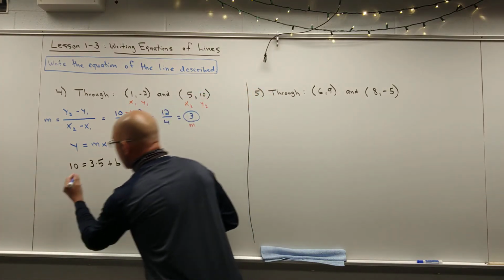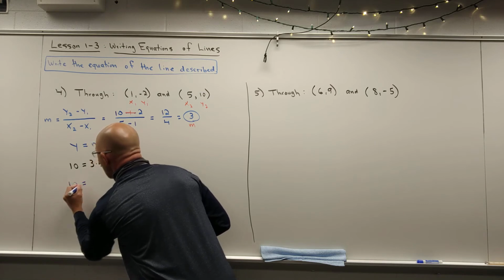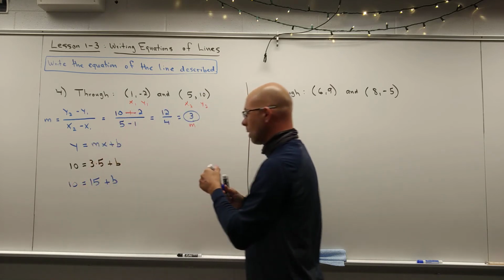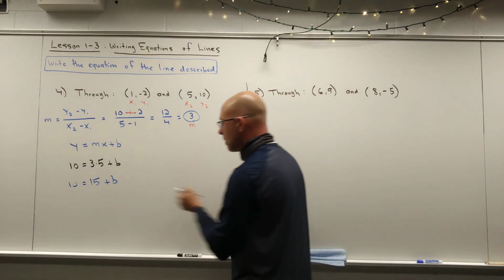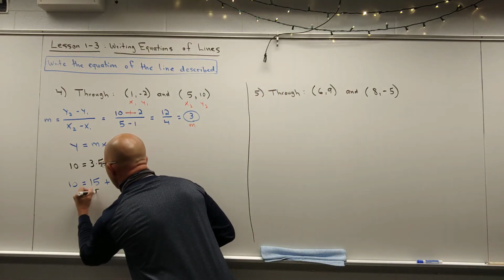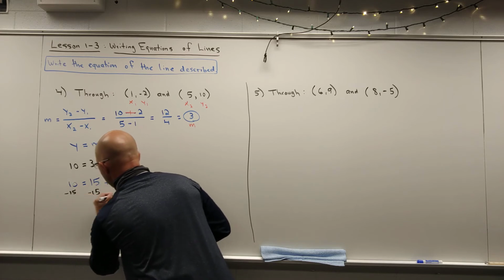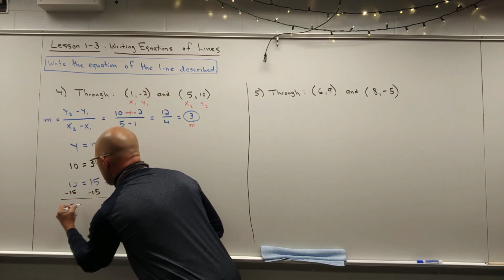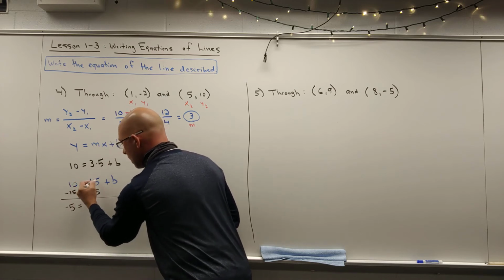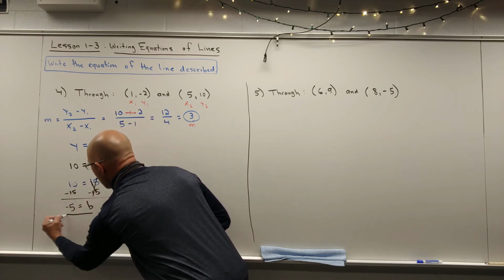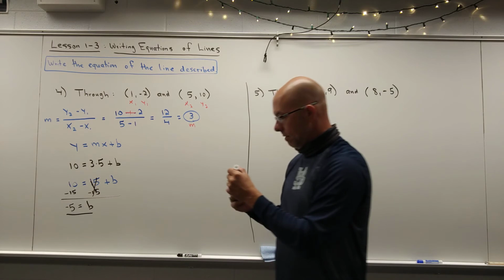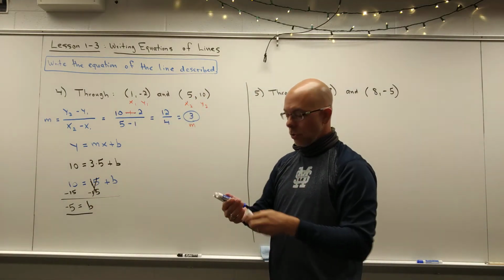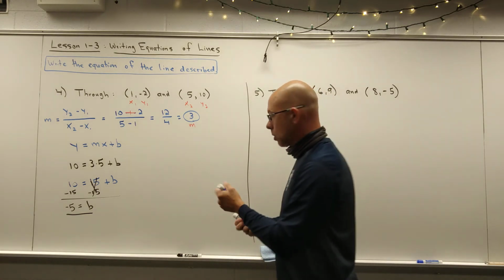Folks, we get 10 equals 3 times 5, which is 15, plus b. We subtract the 15 from both sides. 10 minus 15 is -5 equals, 15 minus 15 cancels, and we got b. b equals -5. So here's m, here's b. The minute I have those two things documented, I write my equation.